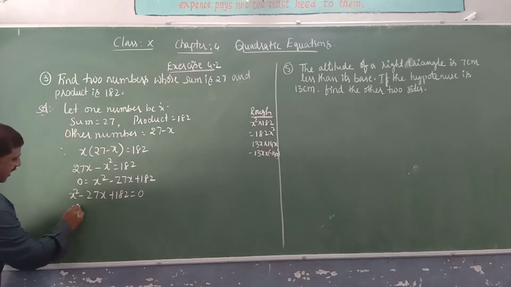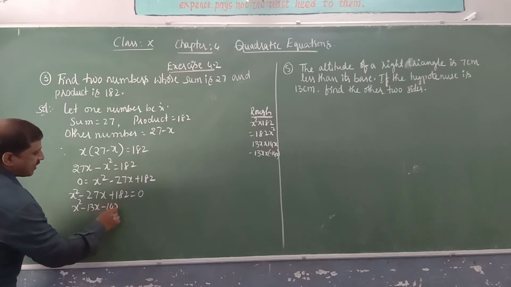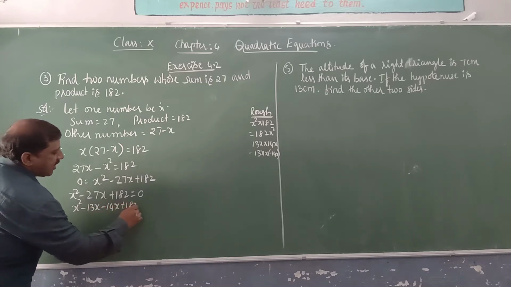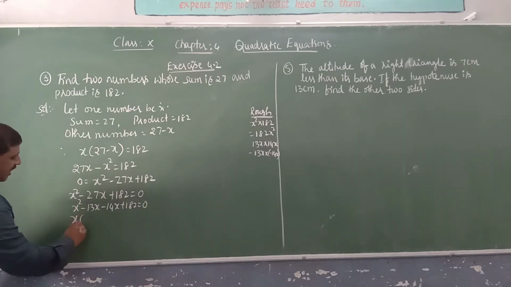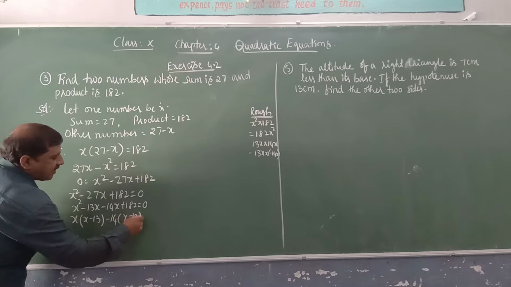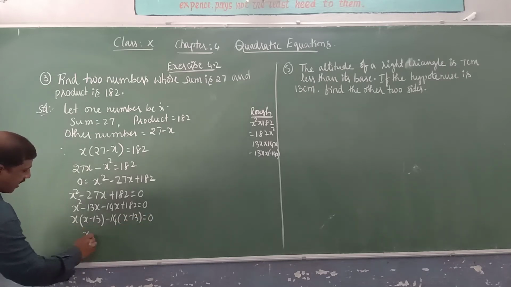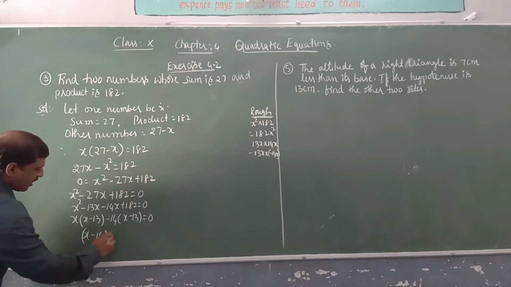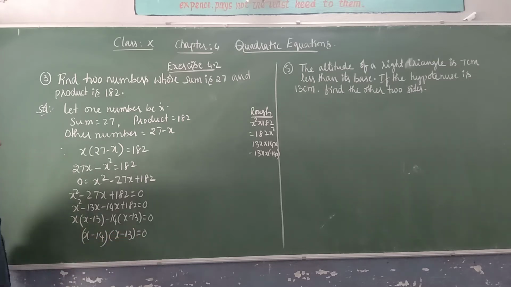Therefore it is x square minus 13x minus 14x plus 182 equals 0. Now take x common from the first two terms, then we get x minus 13, and from the last two terms take minus 14 common, we get x minus 13, that is equal to 0. Now we got two factors: x minus 14 is one factor and x minus 13 is one factor, and their product equals 0.